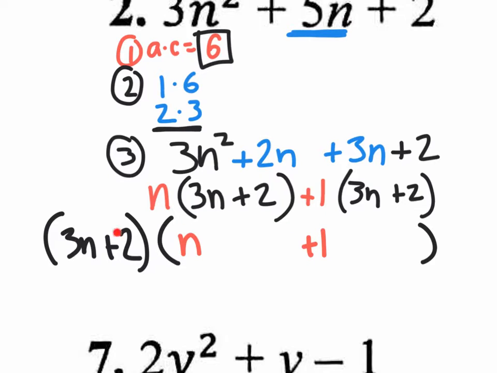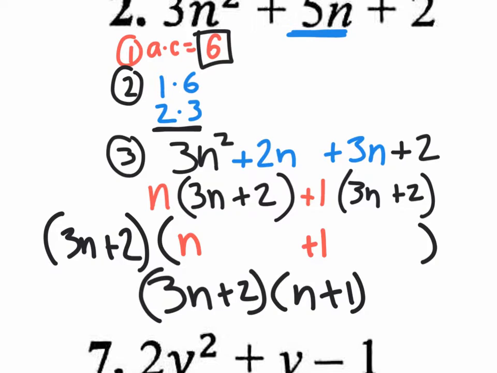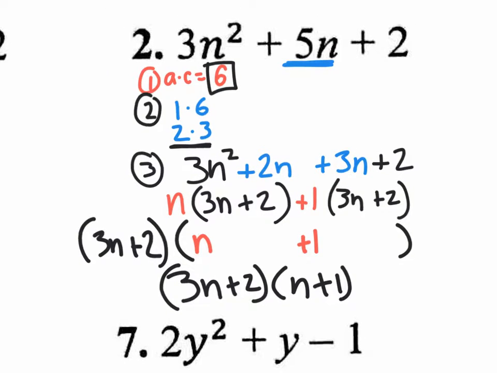Of course, I don't want you to write it like this on your answer sheet. I want you to write it with the correct size parentheses. 3n plus 2 times n plus 1. Of course, if you wanted to double check and make sure you have the right factored form, you could always distribute. 3n times n is 3n squared, 3n times 1 is 3n, 2 times n is 2n, 2 times 1 is 2, and when you combine like terms, you should end up with the original quadratic trinomial. Okay, so let's move on.